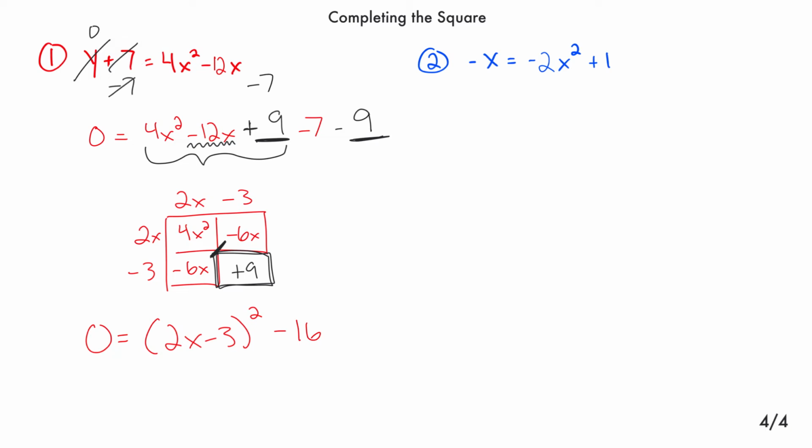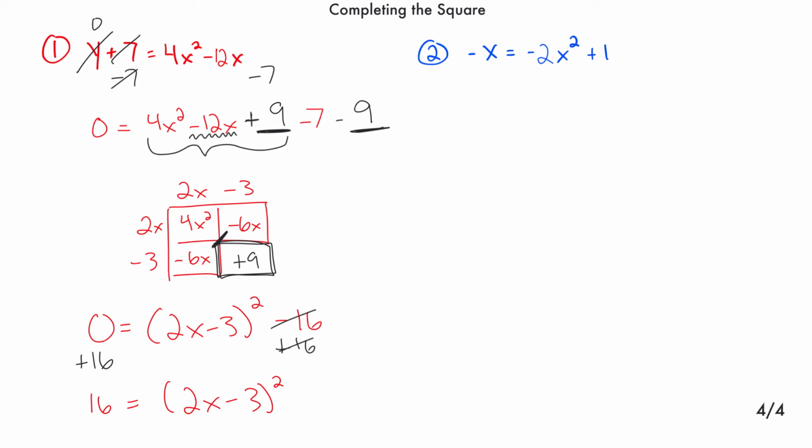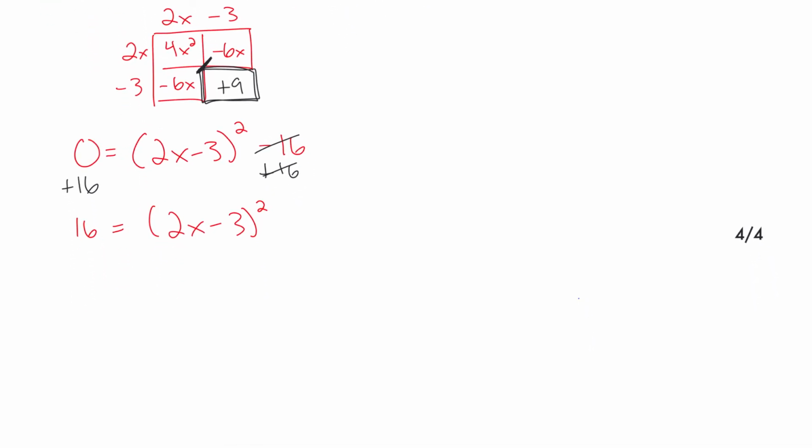The rest of this is just a straightforward algebraic process. My goal is to solve for x. So let's just get it by itself. I'm going to add the 16 to the other side. This and this eliminate. You're left with 16 equals 2x minus 3 quantity squared. Give myself a little bit more space. Square root both sides. Square root cancels the second power. Then I got the square root of 16 is 4 is equal to 2x minus 3.